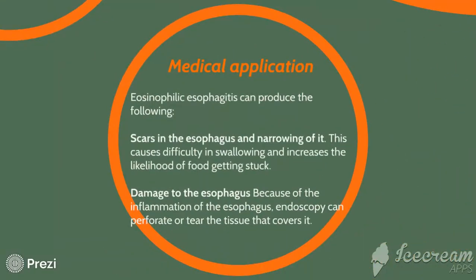Medical application. Eosinophilic esophagitis can produce the following: scarring in the esophagus and narrowing of it. This causes difficulty in swallowing, increases the likelihood of food getting stuck, and damages the esophagus. Because of the inflammation of the esophagus, endoscopy can perforate and tear the tissues that cover it.